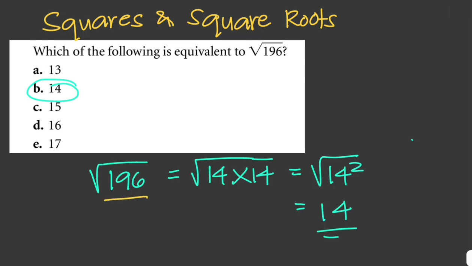196 here, together with 25 and 36, those are called perfect squares. So a whole number is a perfect square if its square root is also a whole number. But in other cases, the square root of some numbers might not be a whole number. Let's say, for example, we're given the square root of 8. This one, the square root of this is not a whole number.